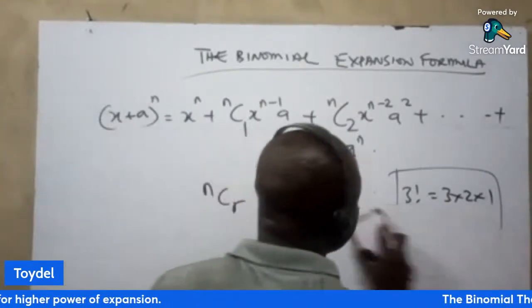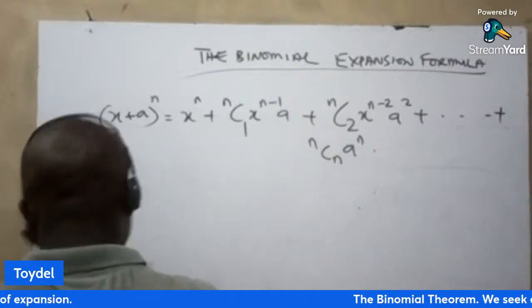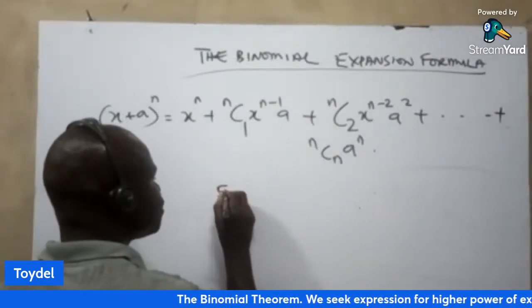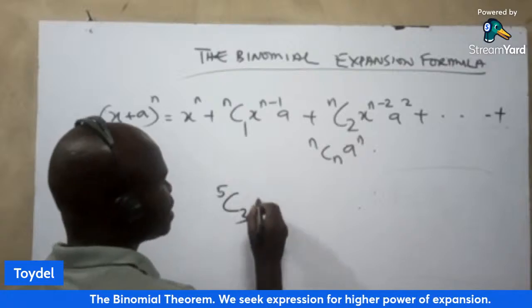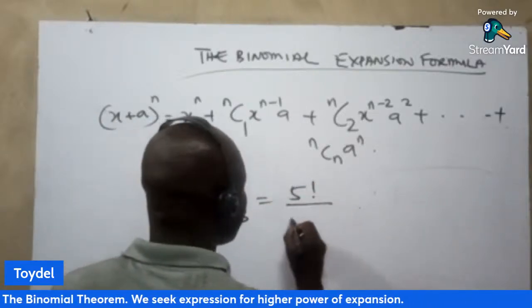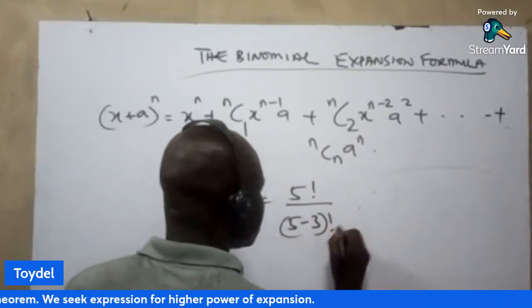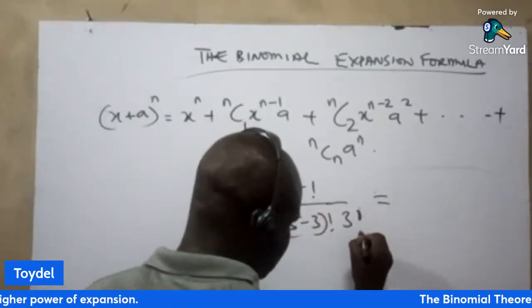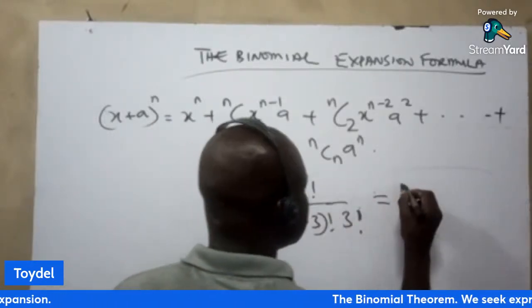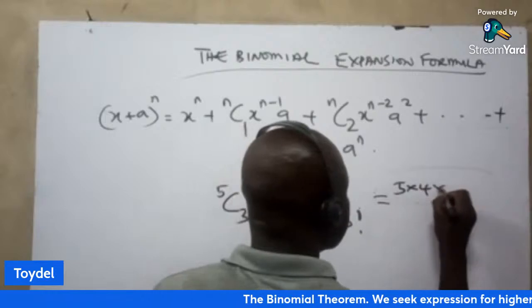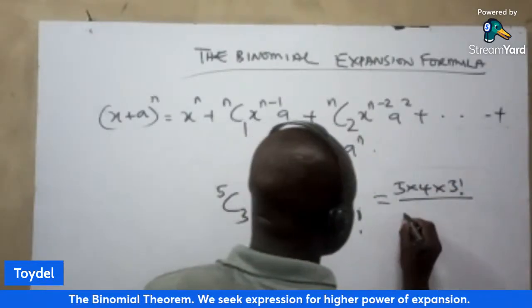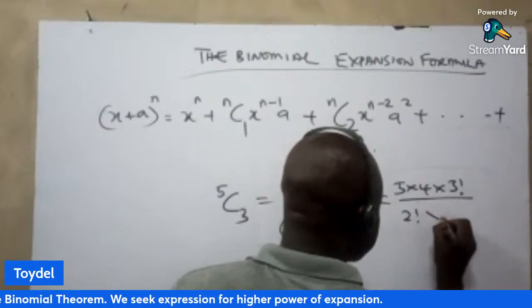Let me give digits now so that we'll be specific. Let's say we have 5 combination 3. This simply means 5 factorial all over 5 minus 3 factorial times 3 factorial. How do we reduce this? Since we have 3 factorial at the denominator, I will reduce 5 factorial to 3 factorial. This will be 5 times 4 times 3 factorial, we stop here, all over 5 minus 3, which is 2, that is 2 factorial, multiplied by 3 factorial.